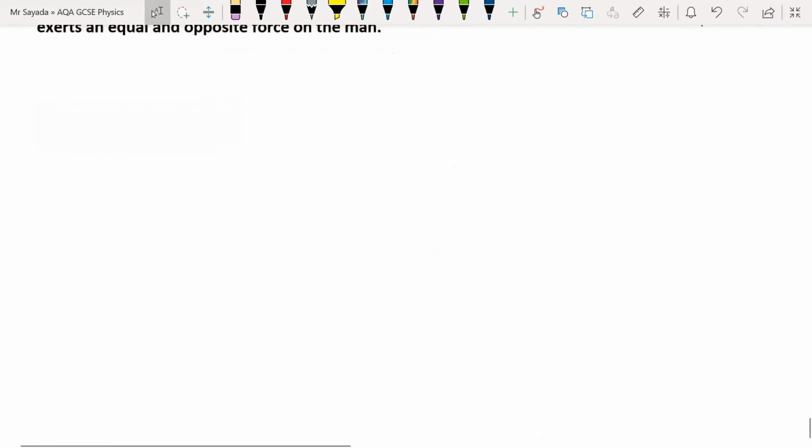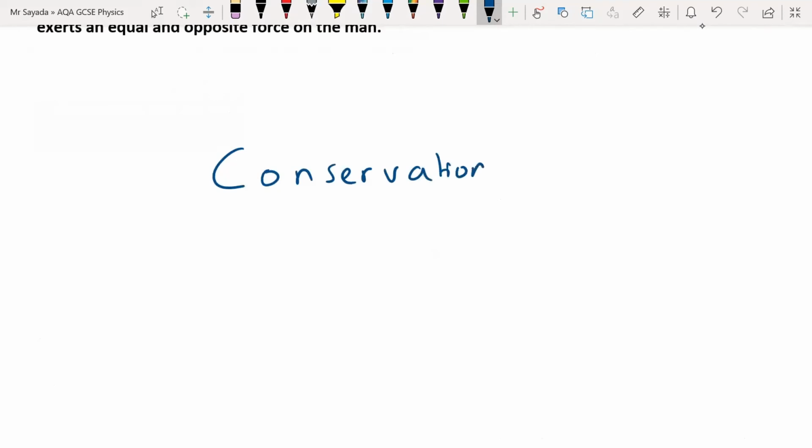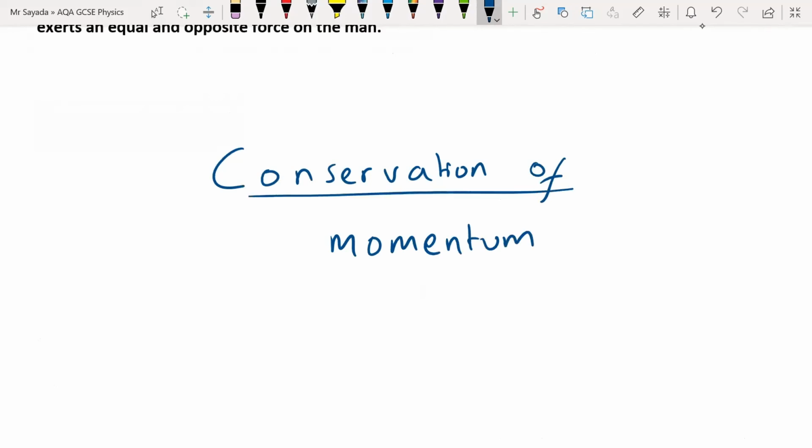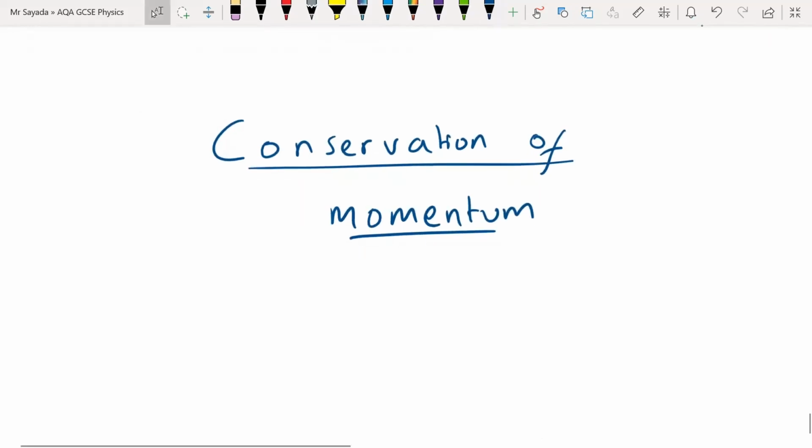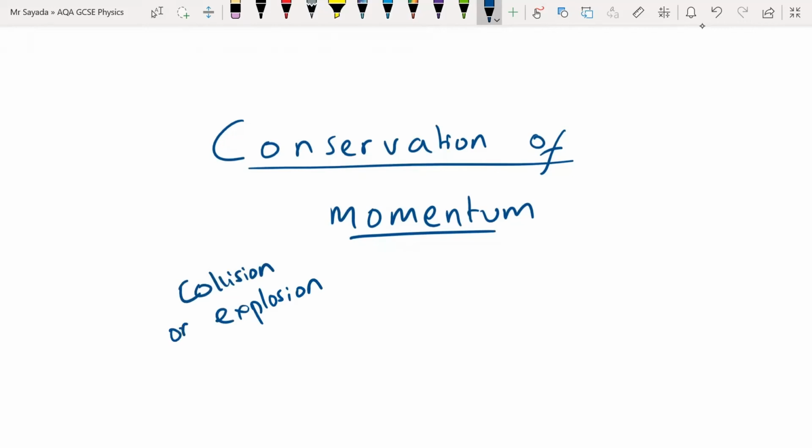So overall, we've learned what momentum is, but the main idea is this idea of conservation of momentum. And that means before an event, what's an event? Say your answer to the video. You should have said that an event is a collision or an explosion. Total momentum before the event is equal to the total momentum after the event, as long as no external forces act.